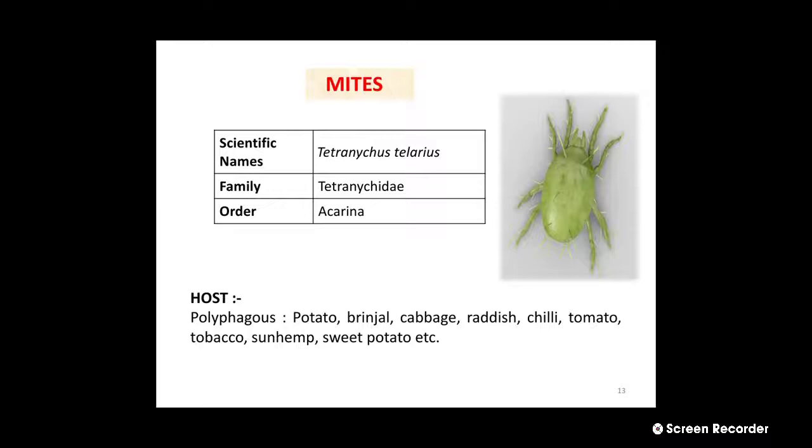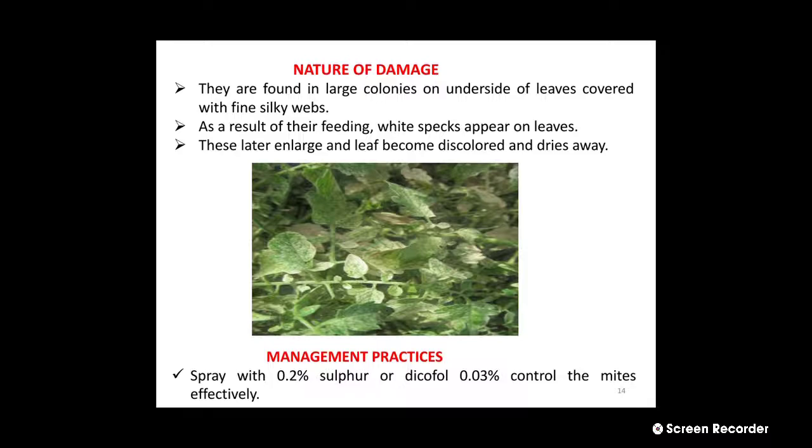Then nature of damage. They are found in large colonies on the underside of the leaves, covered with fine silky webs, and as a result of their feeding, white specks appear on the leaves and these later enlarge and the leaf becomes distorted and dries away. So in the image we can see the white specks or white blotches that appear on the leaves.